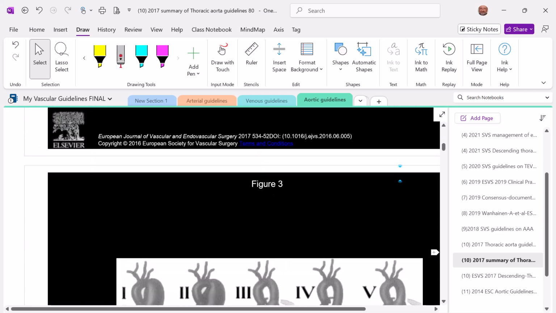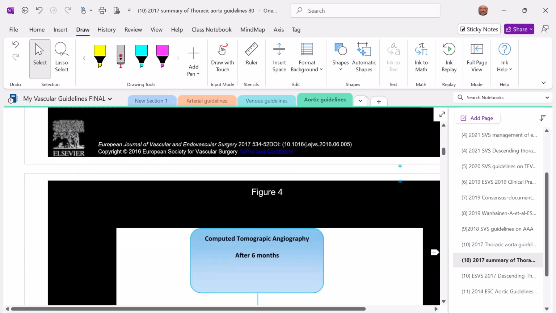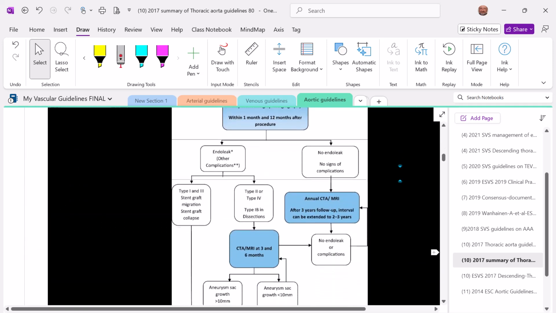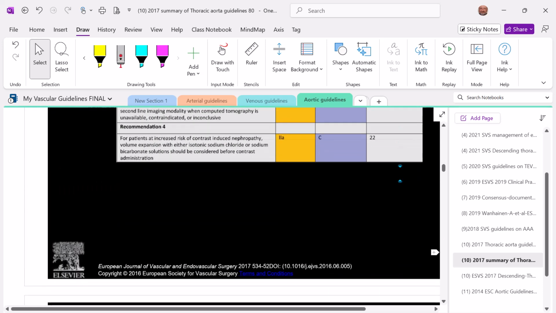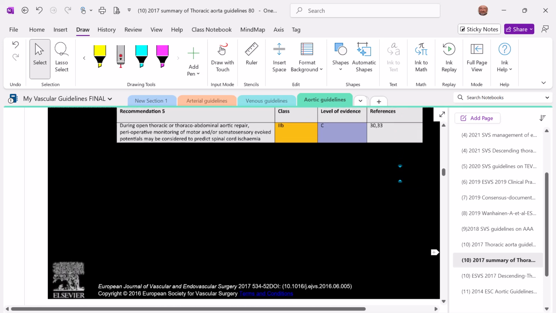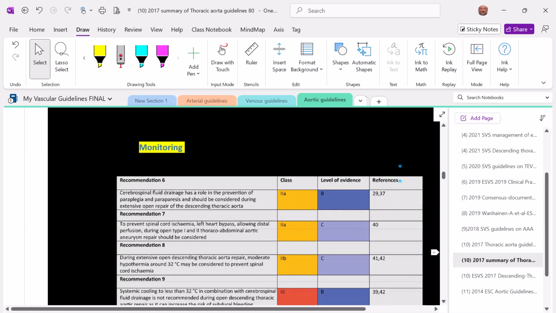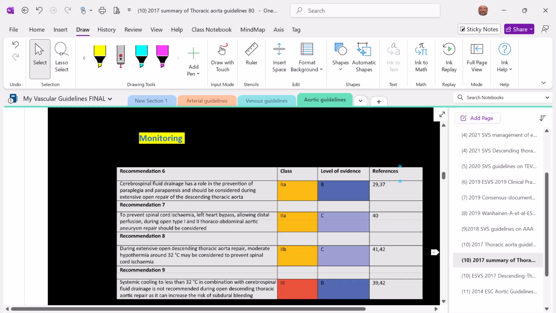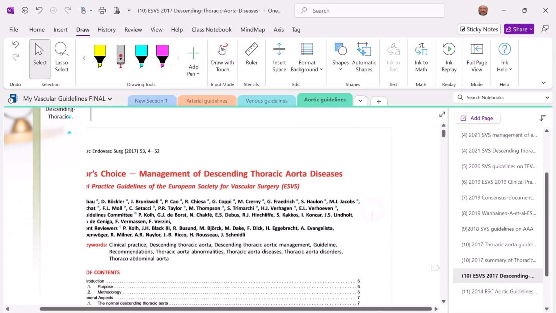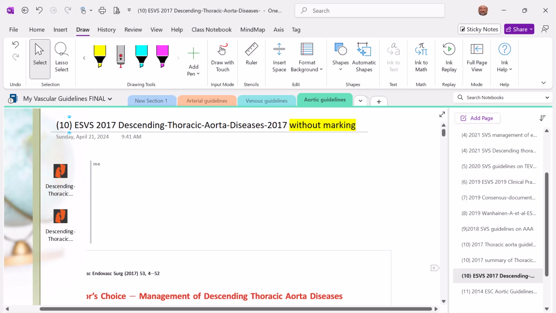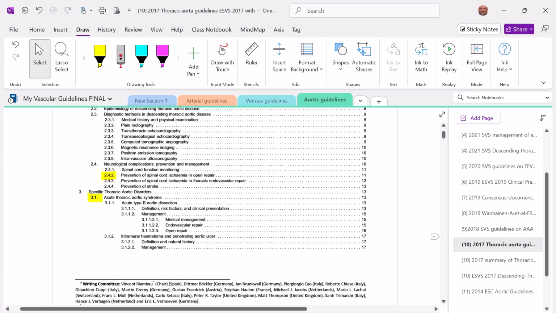These are the slides that will contain all the vascular guidelines. And I can divide them into diagnostic or therapeutic. And these are all of the 80 guidelines. You can see here are the guidelines, the strength of evidence, and the number of the guideline. Also, I have another copy, which is a clean copy. This copy is without marking at all. But I prefer for you to mark.